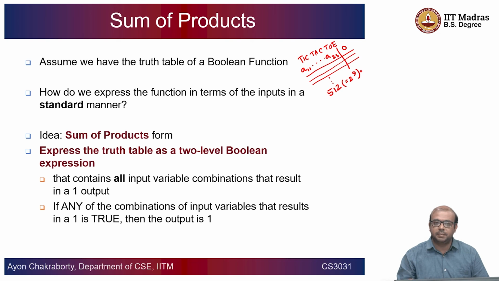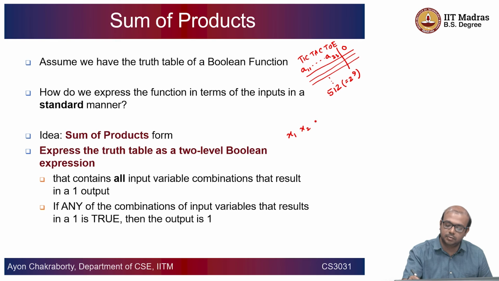The next bullet says that if any one of the rows is true, right? Because two rows cannot simultaneously happen, because every row indicates a unique input. So for example, if I give you a simpler truth table, let's say you have these three inputs, x1, x2, x3, and you have some kind of an output.